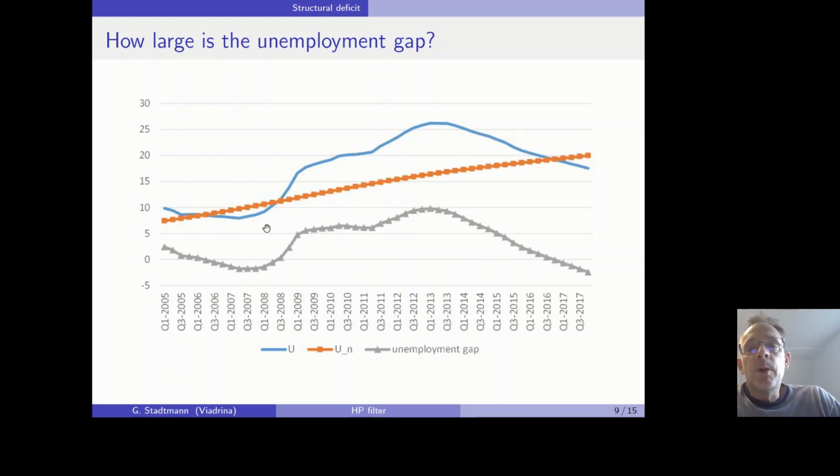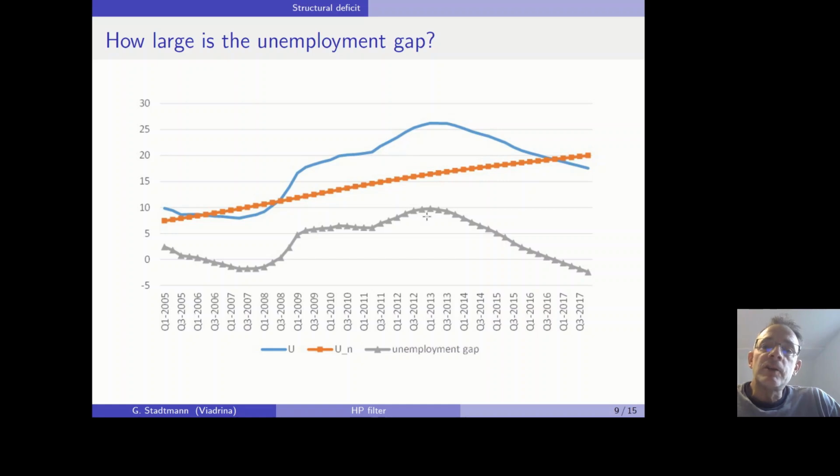But what if we measure the natural rate of unemployment as a straight line, as a linear trend? Then of course in 2013 we have a huge unemployment gap, a huge difference between the realized unemployment rate and the natural rate. It takes the value of about 10%.